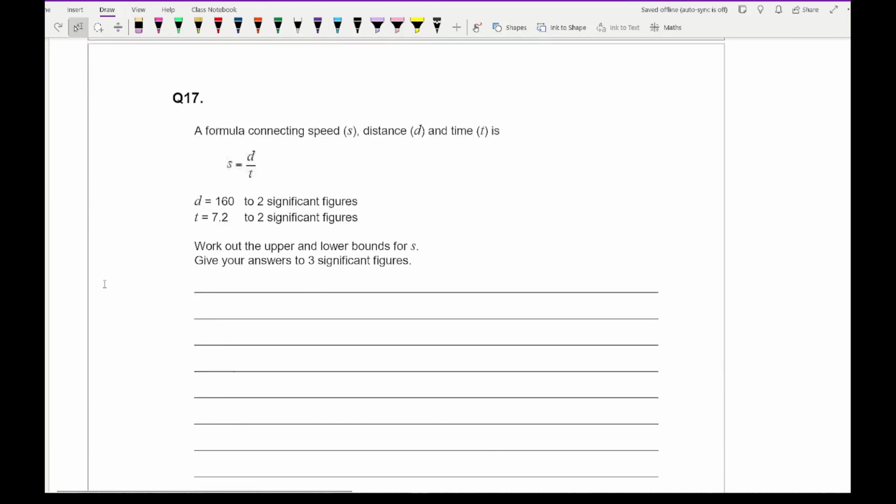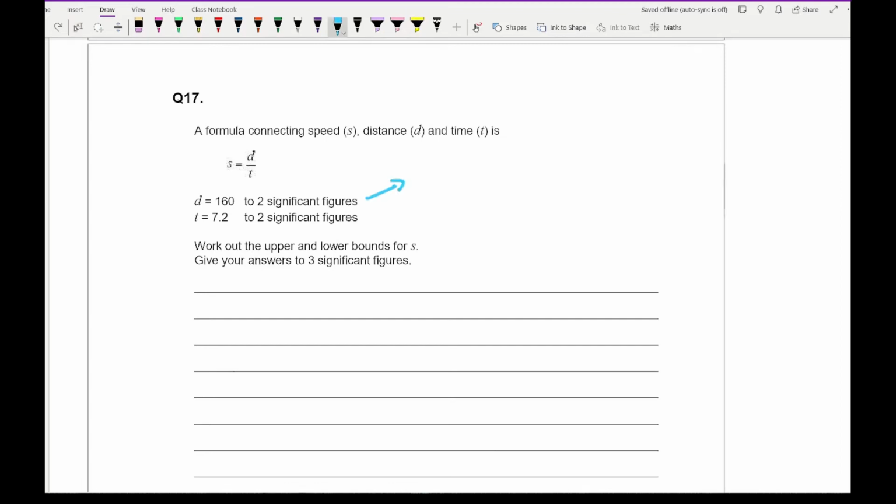So moving on to question 17, it says that a formula connecting speed, distance and time is speed equals distance over time. D is 160 to 2 significant figures. T is 7.2 to 2 sig fig. It says work out the upper and lower bounds of S. Give your answers to 3 significant figures.